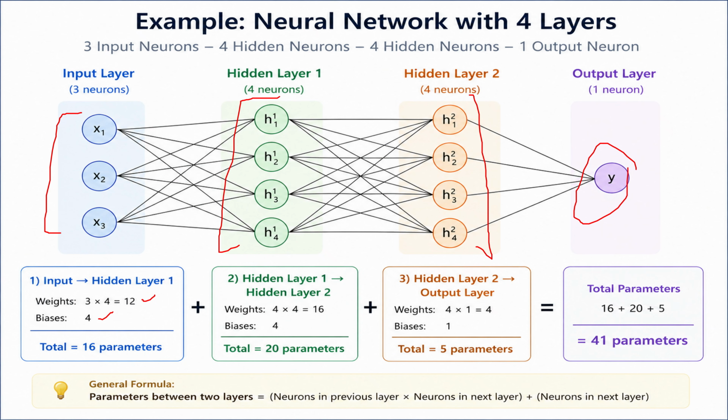Then comes the next layer. You are forming 4 neuron to 4 neuron connections. Those are going to be 16. Then here you have 4 biases on hidden layer 2. How many connections to the output? 1, 2, 3, and 4, plus 1 bias. That is going to be 4 plus 1. If you add all these things, 16 plus 20 plus 5, the model becomes 41 parameters.